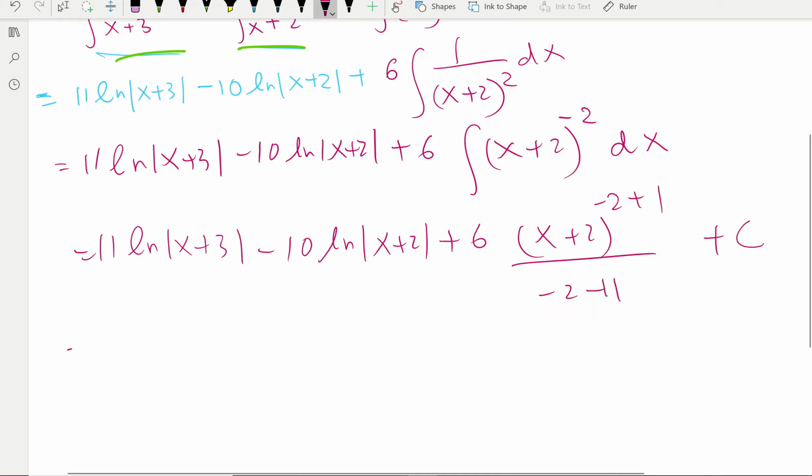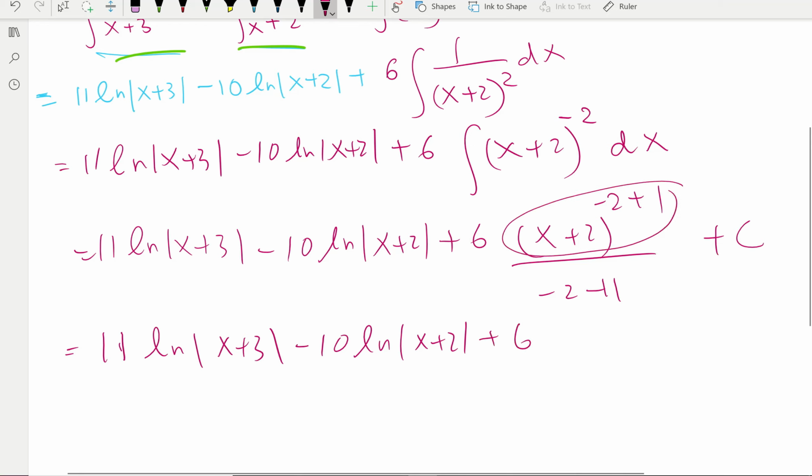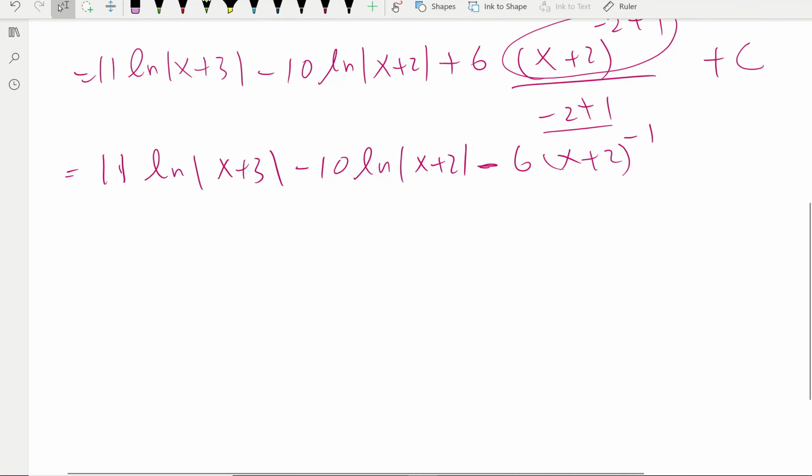So let's simplify and write the answer. Here I always forget this: 11 natural log absolute value of x plus 3 minus 10 natural log of x plus 2 plus 6 times x plus 2 to the negative 1 over, oh, this is negative 2 plus 1. Negative 2 plus 1 is negative 1. So we can write this as negative 6, right? 6 over negative 1 is negative 6. So we can write x plus 2 to the negative 1 as what? 1 over x plus 2, right? x plus 2 to the power negative 1 is 1 over x plus 2.